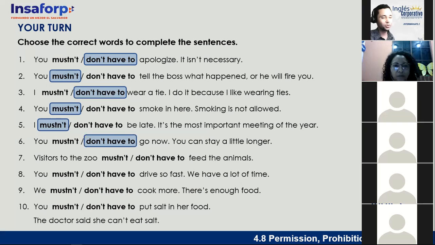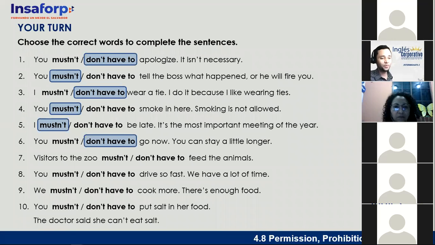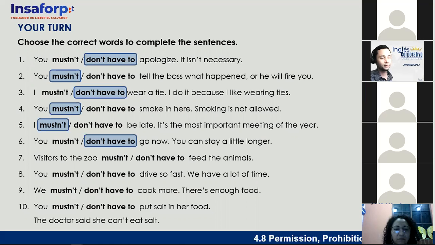Number seven. Who wants to do number seven? Who wants to try? Ciro. Yes. Visitors to the zoo don't have to feed the animals. Visitors to the zoo don't have to feed the animals.